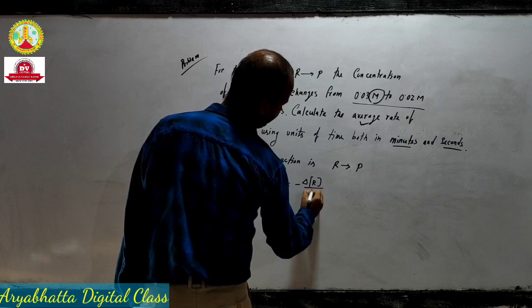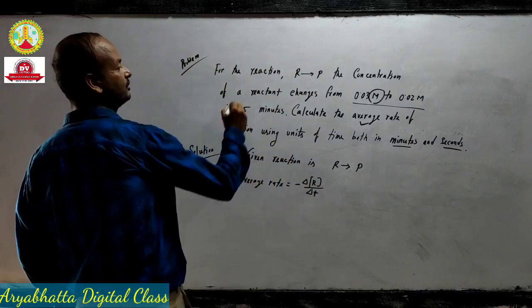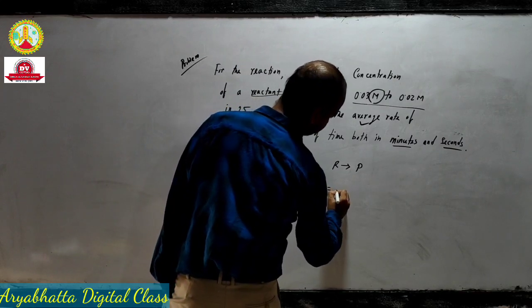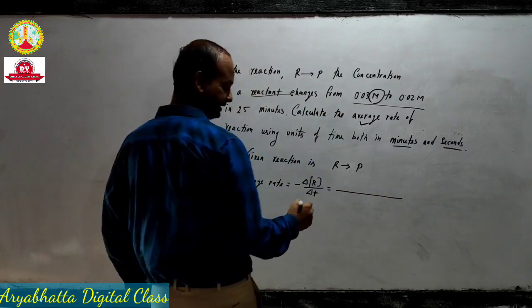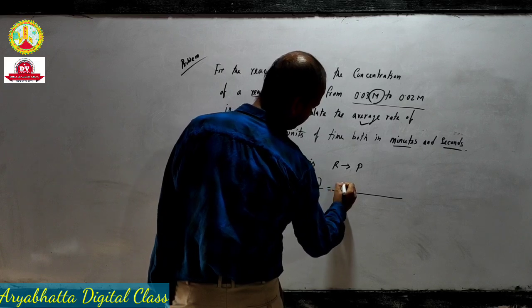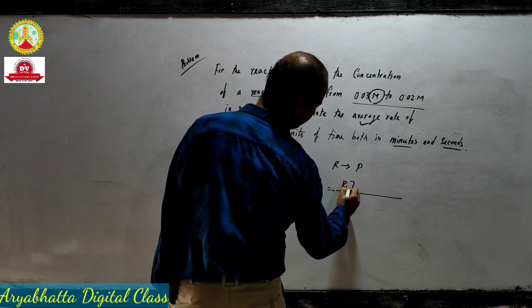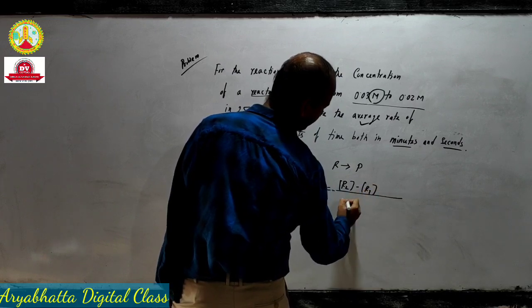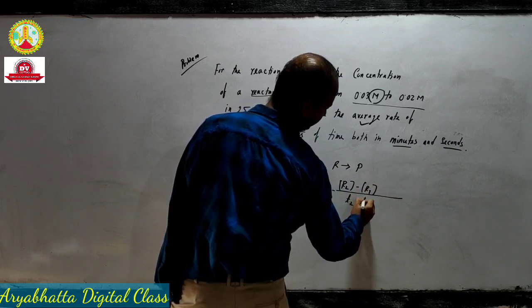This is delta R by delta T, because in this question concentration of the reactant changes. Okay, now from this can be written like: last class में discussion किया था इसके ऊपर. This will be R2 minus R1 divided by this time interval, T2 minus T1.